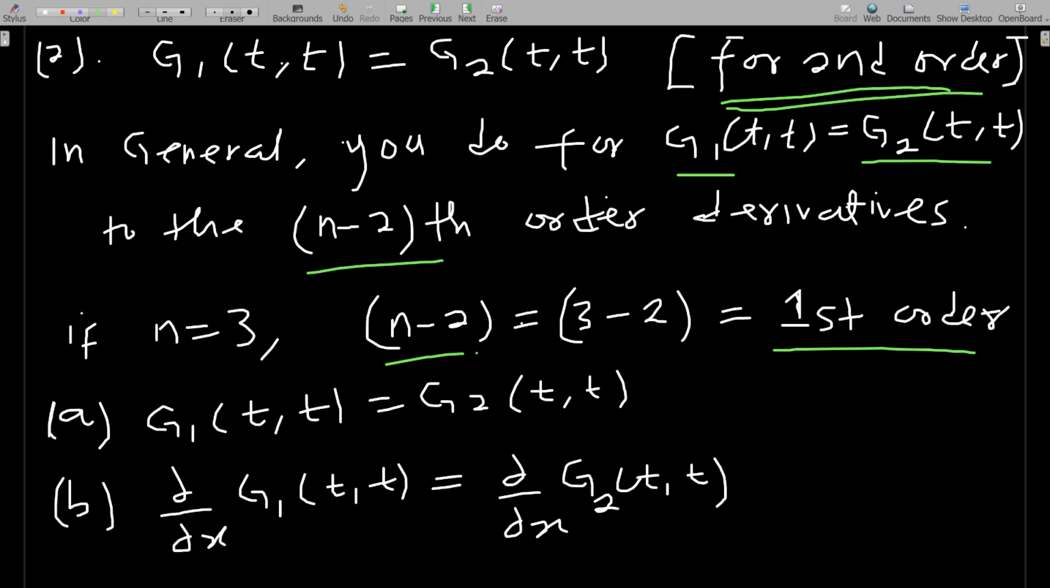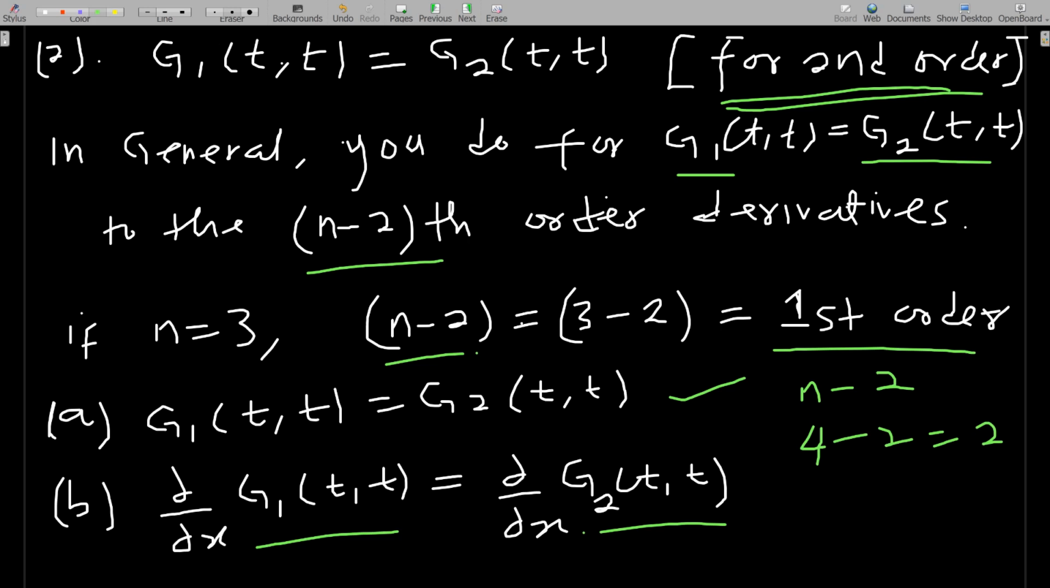So it means that I will do g1 of t,t equals g2 of t,t for the first one, then I come and do up to that order derivative. 3 minus 2 is just 1, so 1 is the first order. So I will do del x of g1 of t,t, and it should also be equal to del x of g2 of t,t. Now let's see if n was 4: n minus 2 with n as 4, I'll have 4 minus 2, which is equal to 2. So I'll do g1 of t,t equals that, then you do the first derivative del x, then you do the second derivative, del squared over del x squared. Okay, I hope you get this.